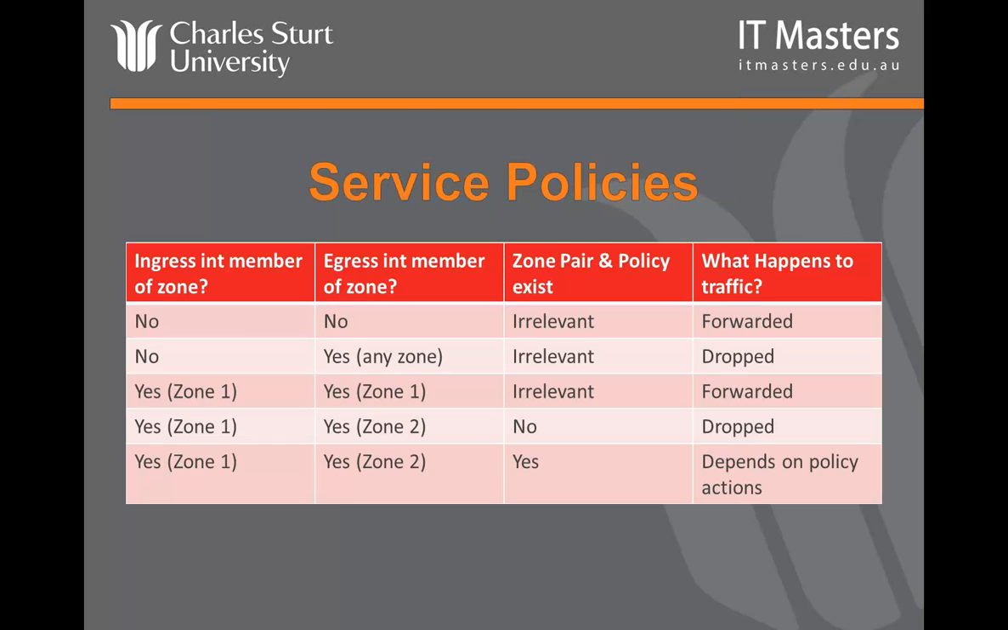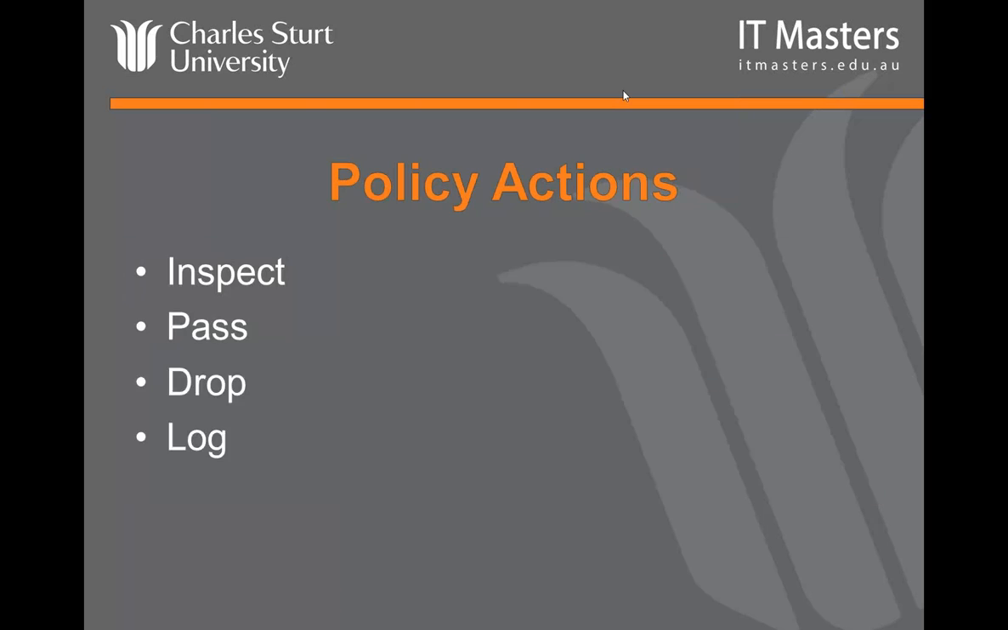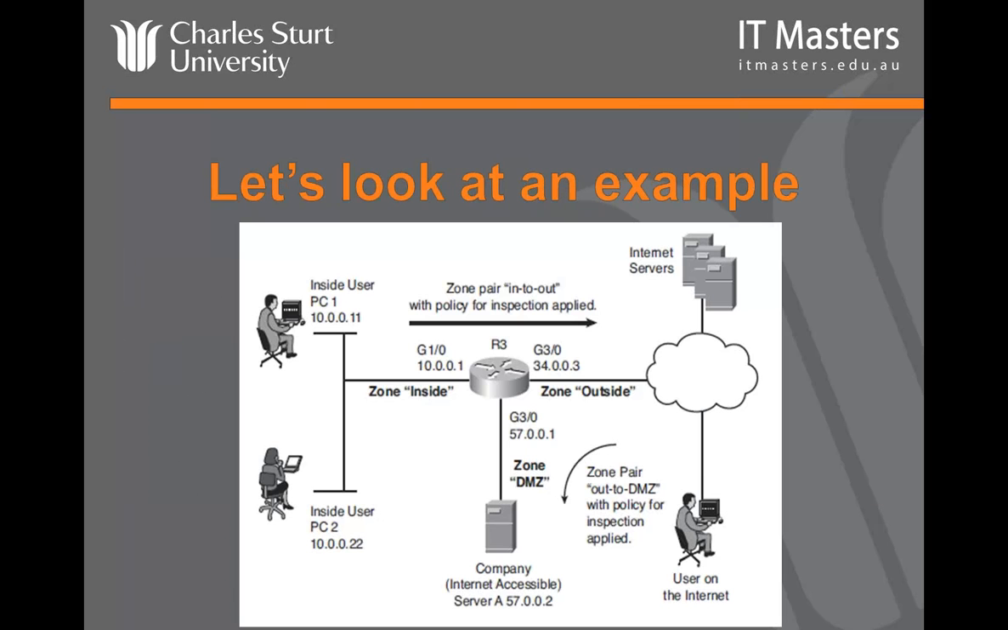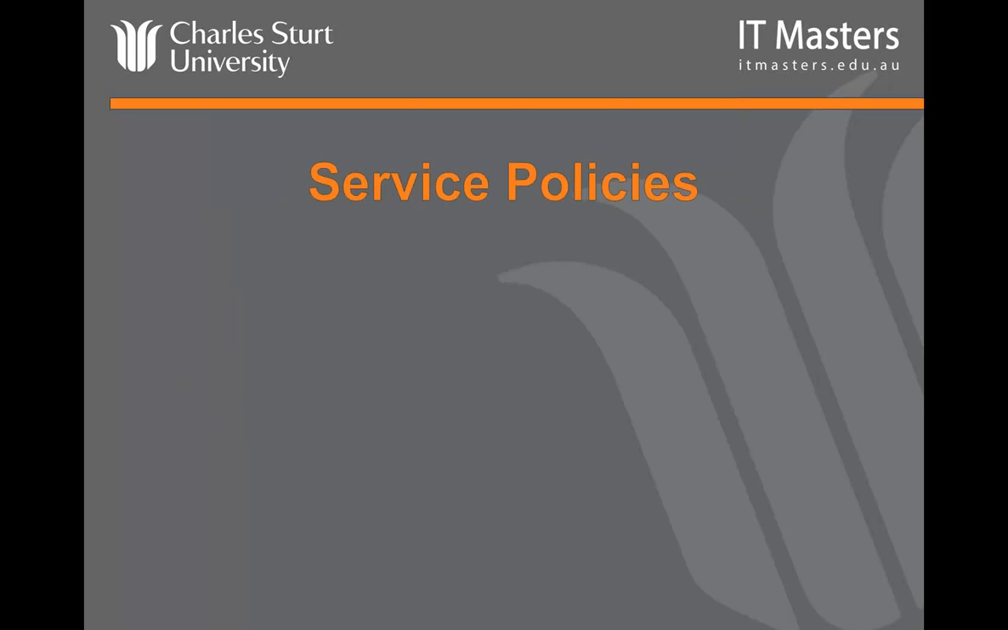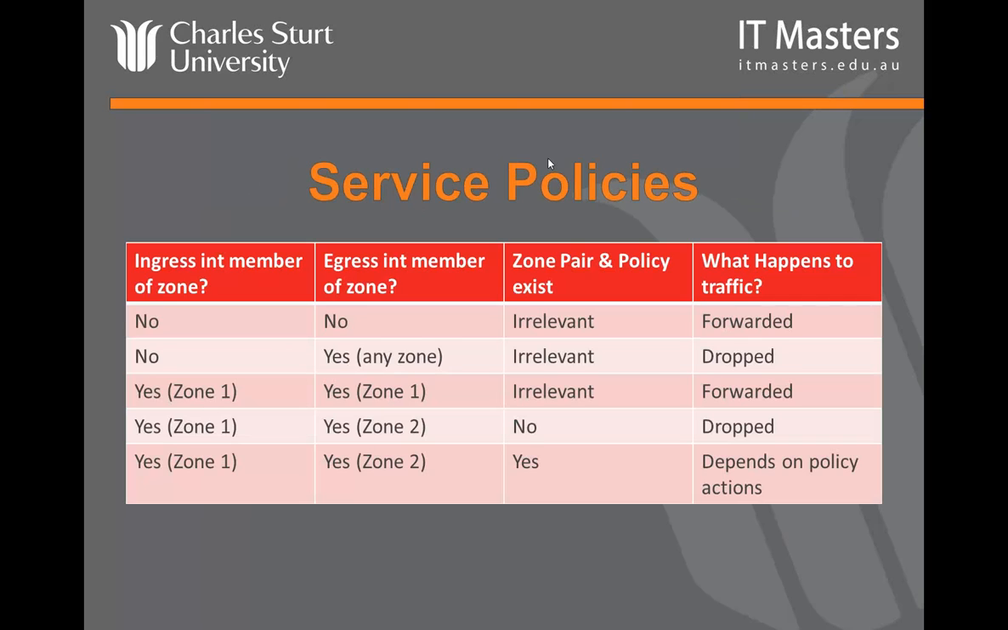Okay, so if we have a quick look at the service policies. A service policy in a zone-based firewall is applied to the zone pair. If we just whip back to a previous slide, you'll see the zone pair here is the out to DMZ. So we've paired up the outside and the DMZ zone, and we're going to create a policy out to DMZ, so outside through to your DMZ. So that's what a zone pair is. Your service policy is applied to a zone pair.